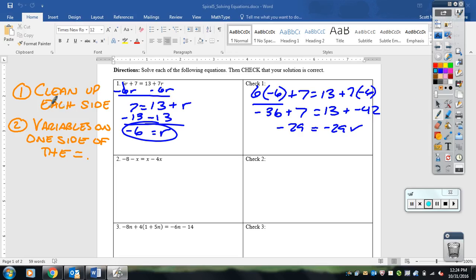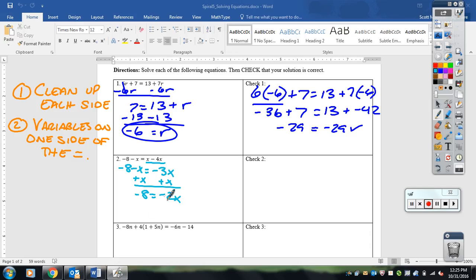Question number 2. Again, I don't have to do cleaning up on each side because it's already cleaned up, but I do have variables on both sides. Oh, I'm sorry, I do have some cleaning up to do. Didn't realize that. Negative 8 minus x, didn't see that, equals x minus 4x is negative 3x. Now I've cleaned it up. Now I got to deal with variables on both sides. I'm going to get rid of this one, plus x, plus x. Negative 8 equals negative 2x.